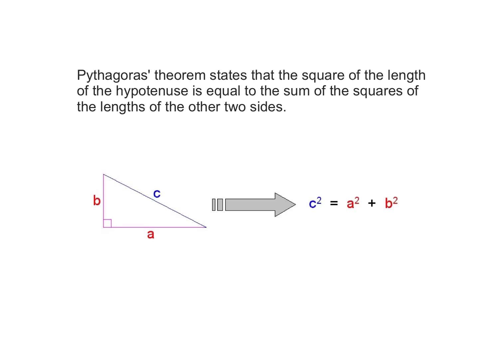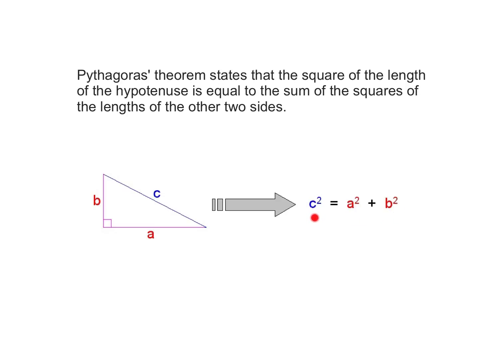Alright, so what does Pythagoras' theorem state? Well, it states that the square of the length of the hypotenuse, so this is this one over here, is equal to the sum, which means adding together, of the squares of the lengths of the other two sides. So if we add the square of that and the square of that, it should equal the square of that. And that's what the formula says over here.